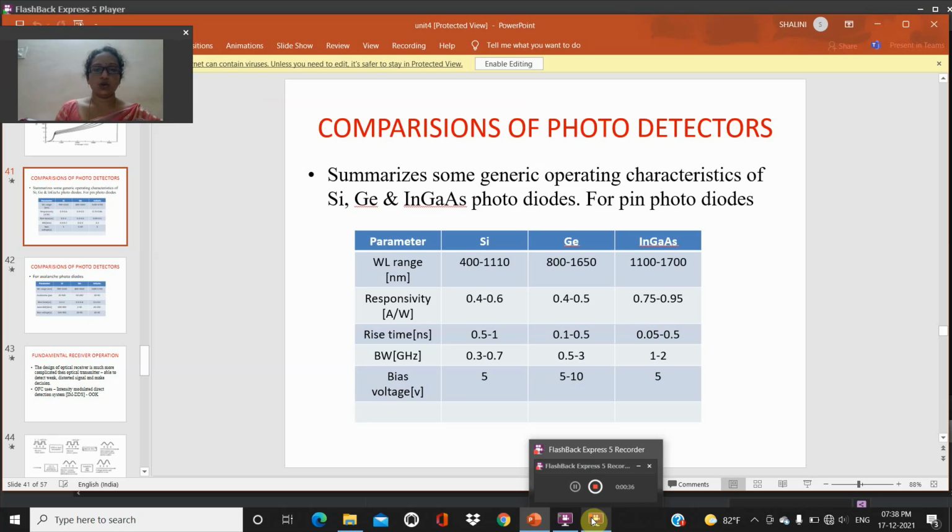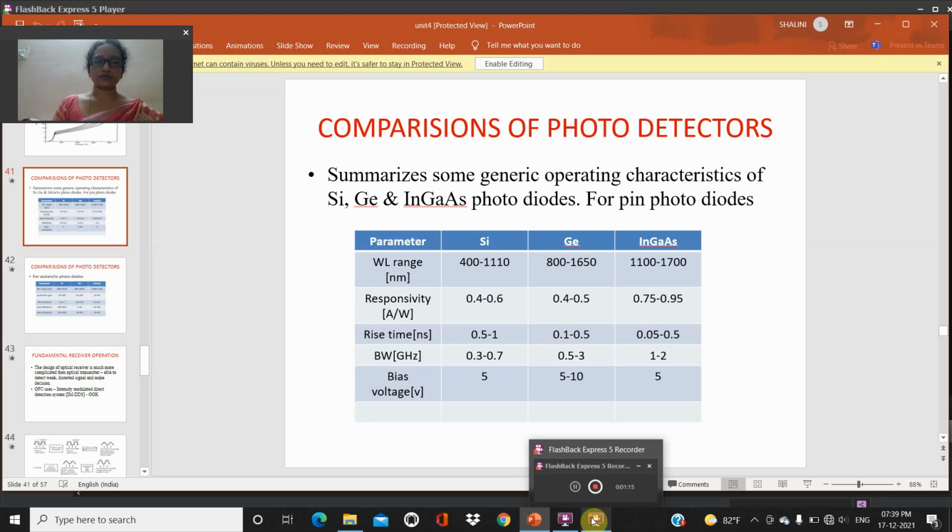Next, the wavelength range: 400 to 1110 nanometers for silicon, 800 to 1650 for germanium, and 1100 to 1700 for indium gallium arsenide. Responsivity: 0.4 to 0.6 for silicon, 0.4 to 0.5 for germanium, 0.75 to 0.95 for indium gallium arsenide.